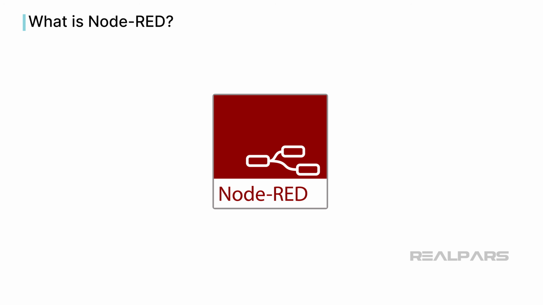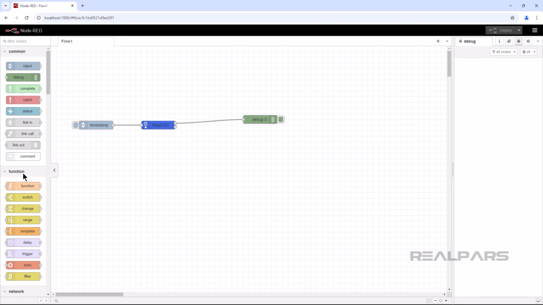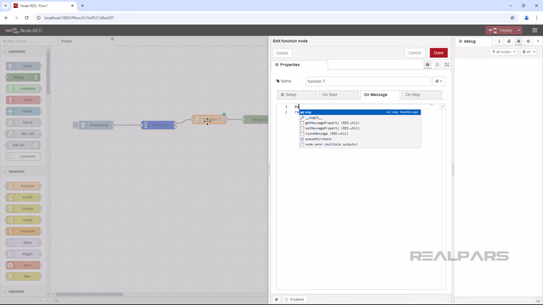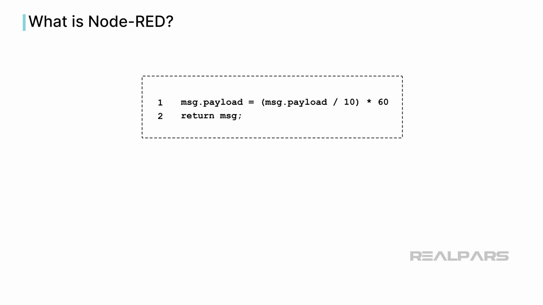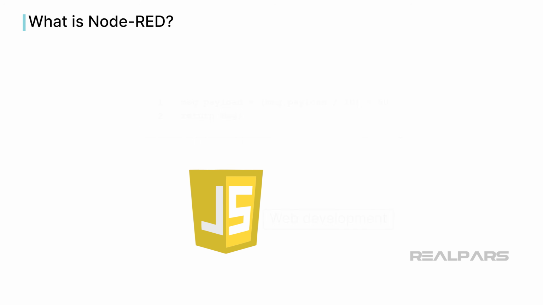Under the hood, Node-RED is built using Node.js, a very popular JavaScript programming framework. Since it is built with a JavaScript framework, all of the programming in Node-RED is done using JavaScript. In case you're not familiar with it, JavaScript is a programming language that is commonly used in web development. JavaScript is the programming language that is used to add interactivity to web pages.